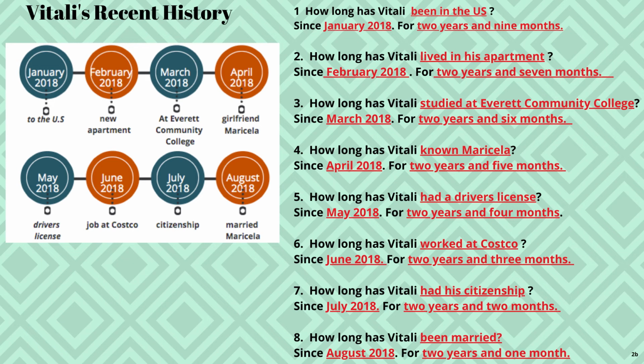And the last one, number 8. How long has Vitaly been married? Answer: since August 2018 for 2 years and 1 month. All right, guys, again, more practice with that sort of complicated grammar structure. I bet you're getting the hang of it.